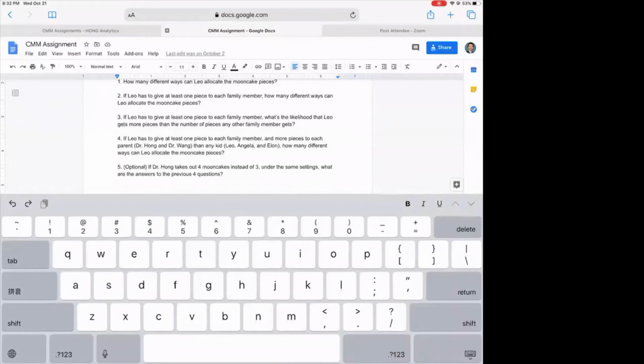I want to give at least two to each child. Each child will get at least two, all right? And each parent will get at least three. How many different ways are there to allocate this? Each child will get at least two, each parent will get at least three. How many different ways to allocate these mooncakes?